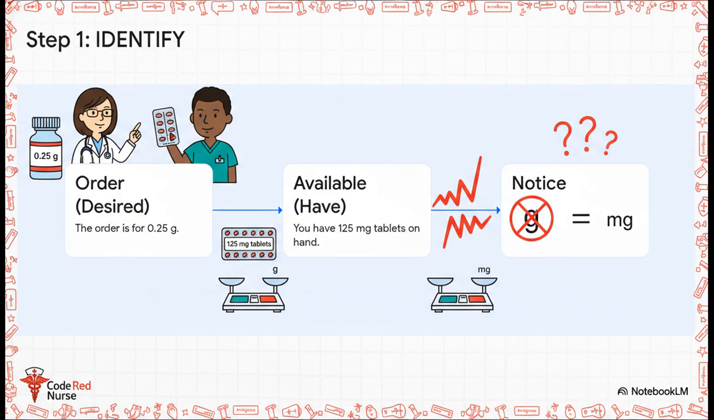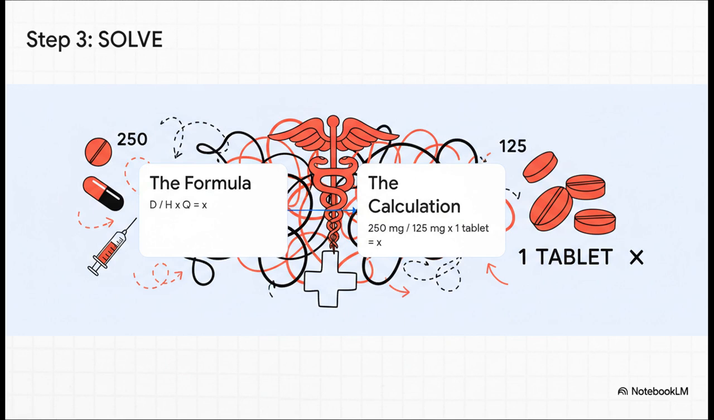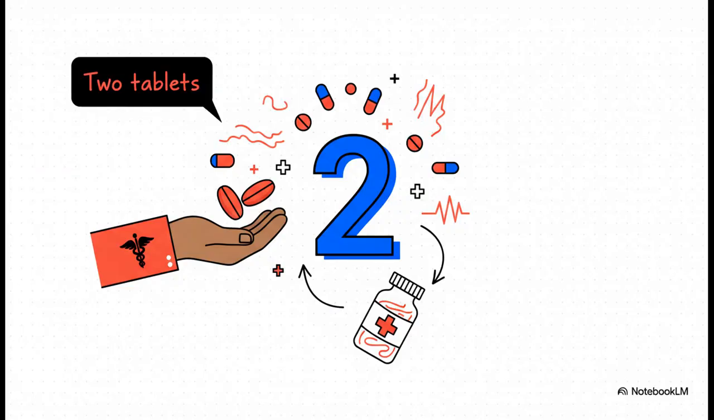Step 1 is to just identify what's going on. We see the order is in grams, but we have milligrams. So, step 2, we convert. Remember how? Move that decimal 3 spots right. 0.25 grams becomes 250 milligrams. Now we just plug it all into our formula. Desired is 250, have is 125, quantity is 1. Do the quick math, and there it is. Your answer is 2 tablets.